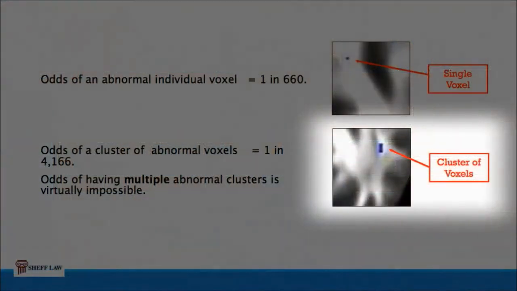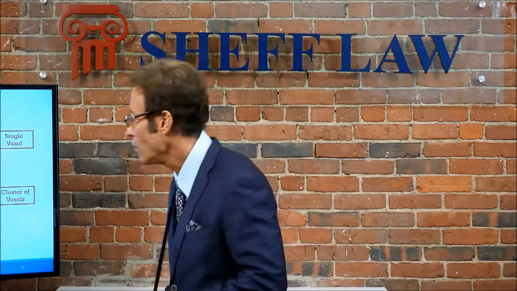Now, what's kind of nice about DTI MRI is there are slim odds for error. In other words, the odds of a single voxel appearing in error are well over 600 to 1 against. Just below this image, we see a few voxels, or a series of voxels clustered together, a cluster of voxels. And the odds of a cluster of voxels on a DTI MRI being error is over 4,000 to 1. But the odds of having multiple abnormal clusters visible on a DTI MRI scan, that's virtually impossible. And that's generally what we see in our cases.